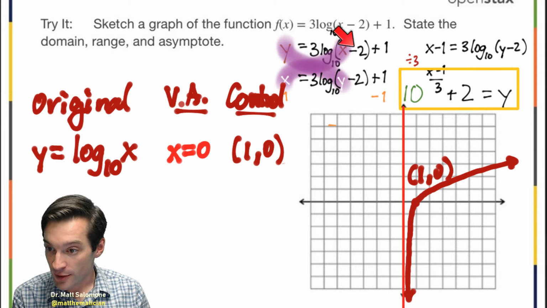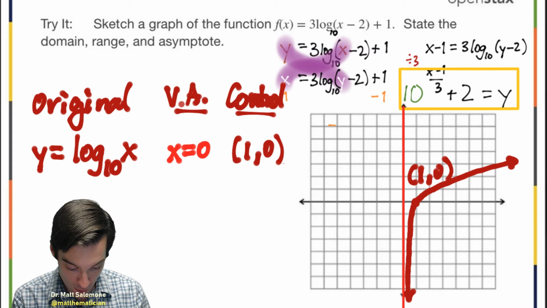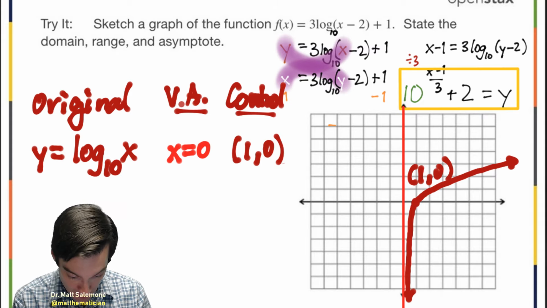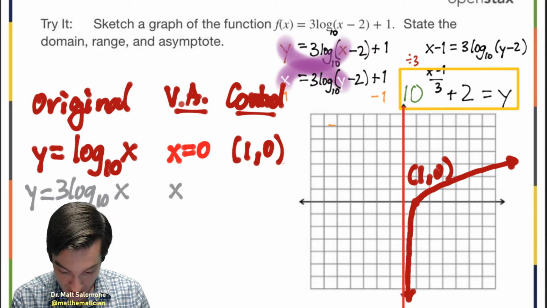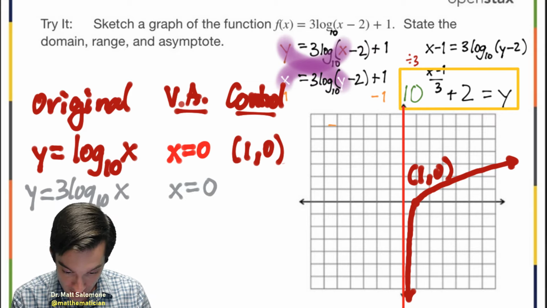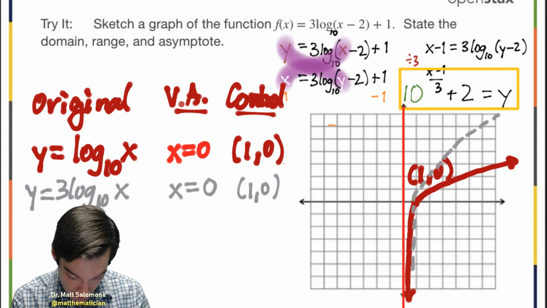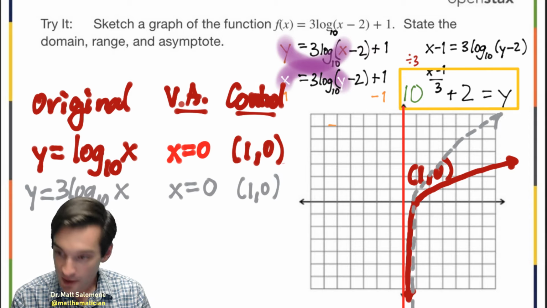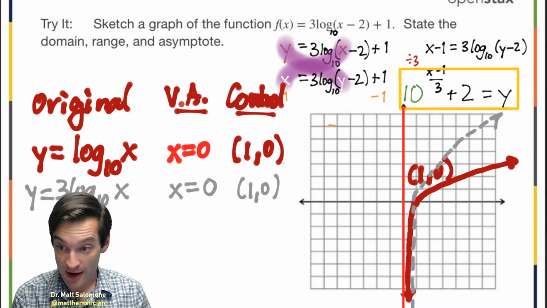The first thing that I might do is I might do all my stretching and squishing first. So I would stretch this thing by a factor of 3 in the vertical direction. So I'm going to record a few transformational steps right here. So y equals 3 log base 10 of x. This would still have the same vertical asymptote, and its control point would still be 1, 0, but now it would somehow be 3 times as stretched out in the vertical direction. So I'd just be stretching this graph vertically by a factor of 3.